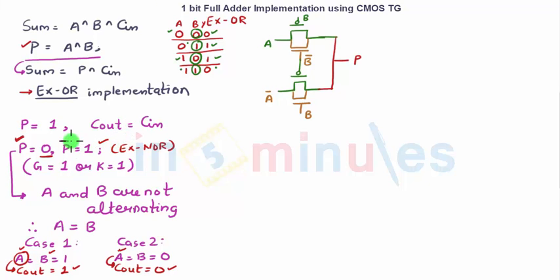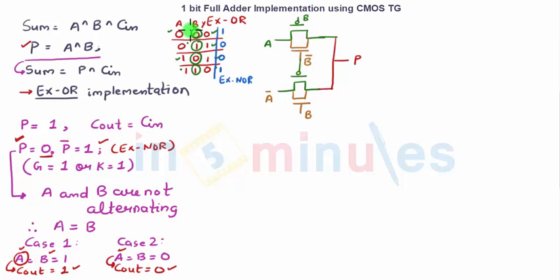Now I'm going to implement the propagate bar signal, which is nothing but an XNOR. I'm going to just write it here again for XNOR. The truth table would be exactly opposite to XOR. So this will be 1, this will be 0, this will be 0, and this will be 1. So let's quickly go ahead and implement this. It's going to be exactly opposite to XOR.